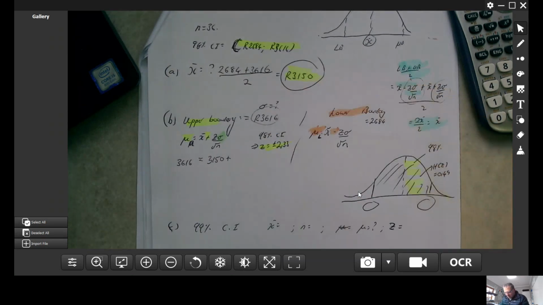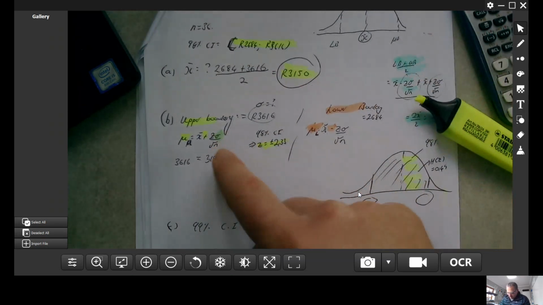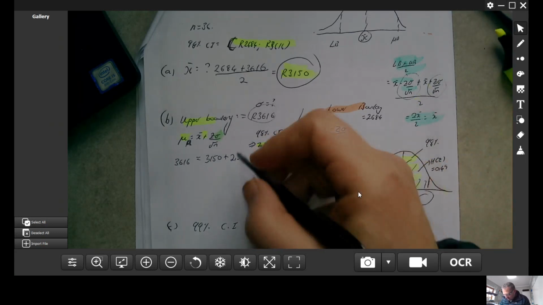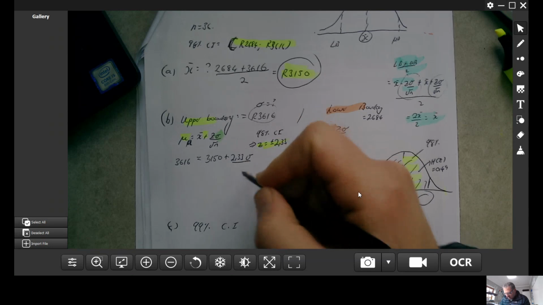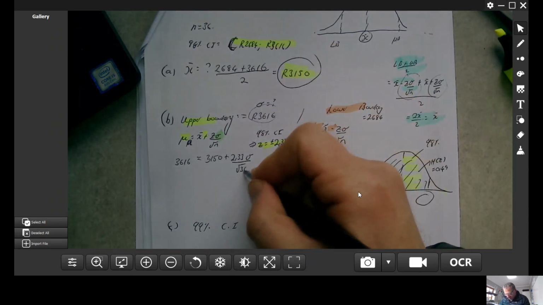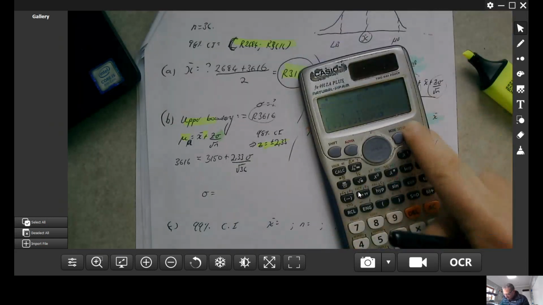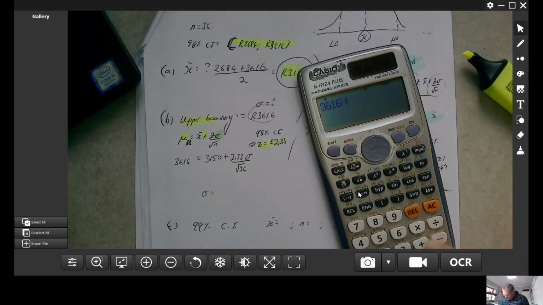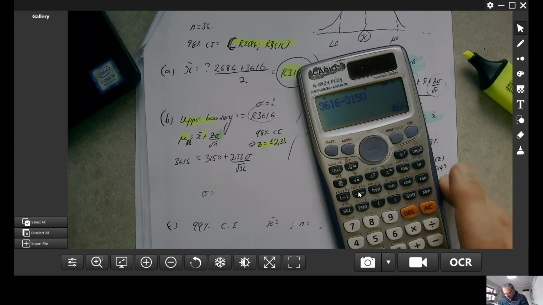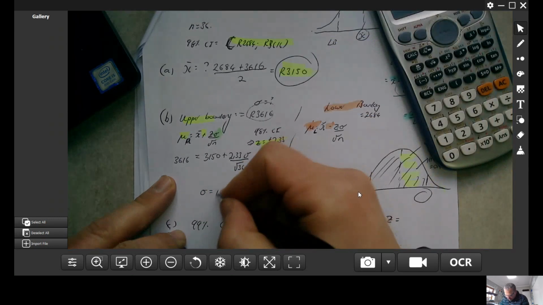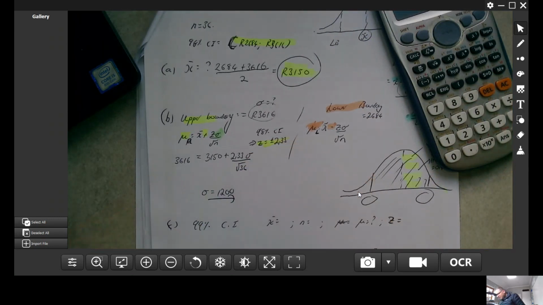If it's the upper boundary that we're working with, the z score is plus, that's where we get the plus from. So it'll be plus 2.33 times sigma. We're looking for sigma. n is 36, so over root 36. To work out sigma, you're going to go 3616 minus 3150 equals 466. Then you've got to times it by root 36, which is timesing by 6, and then divide by 2.33, and we get a standard deviation of 1,200.